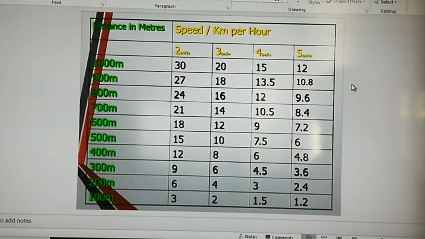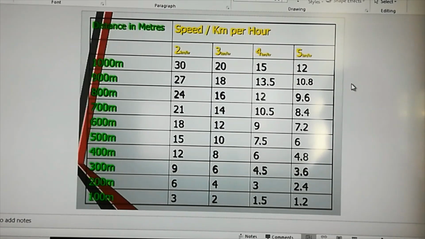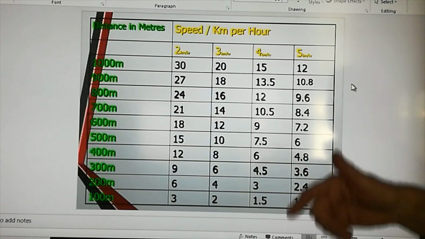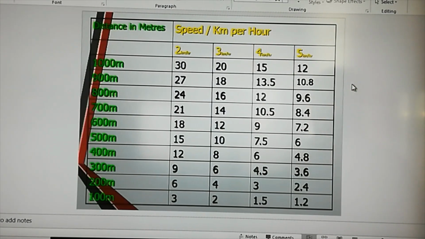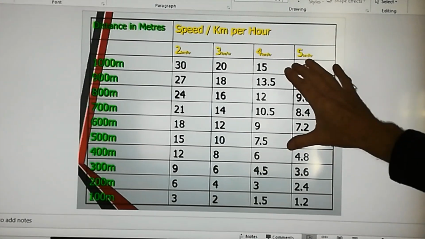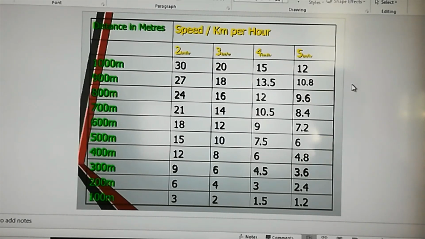Now what I would say to you guys, because you guys are travelling from college or home to college, you're travelling on tarmac. So I'd travel at 5 kilometres per hour. If you'd been off on the hills, then we might be looking at 4 kilometres per hour. If it was 3 kilometres per hour, then we'd have add-ons to do for that in relation to the steepness of the ground that we're going on.